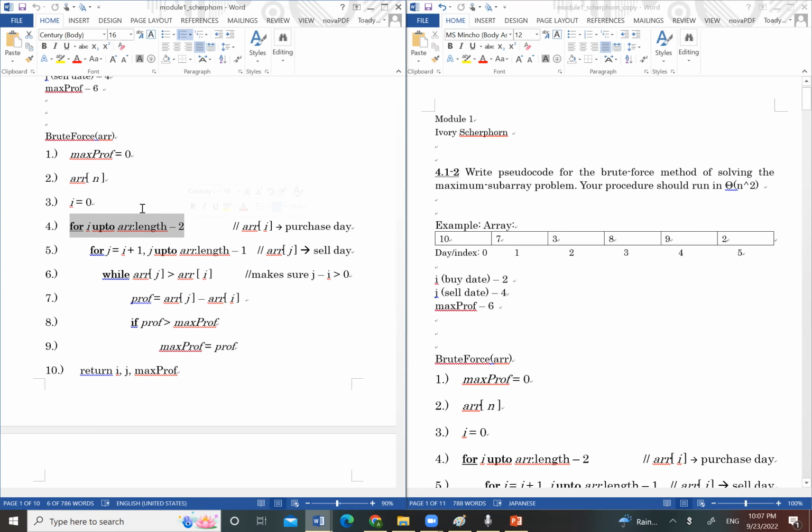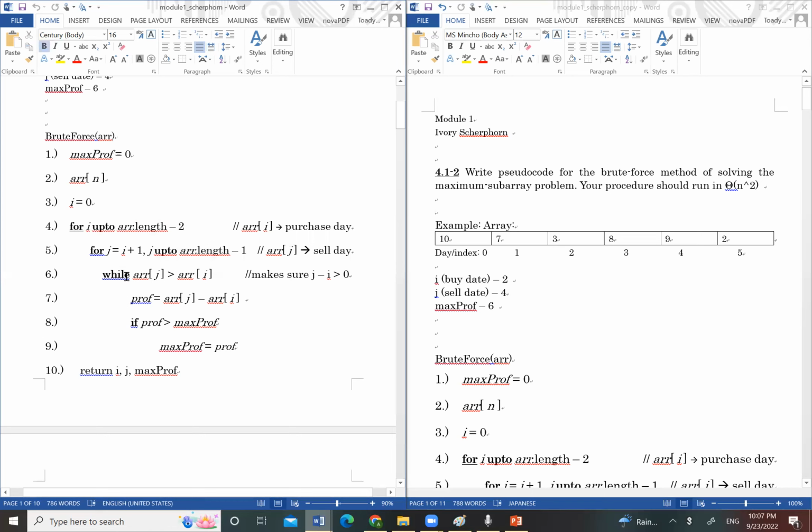And then the embedded for loop will be J. J equals I plus 1. Again, this just keeps J always at least 1 in front of I, so you can keep comparing. And then J goes up to array length minus 1. So it's the last day that you could sell, the last section of the array.